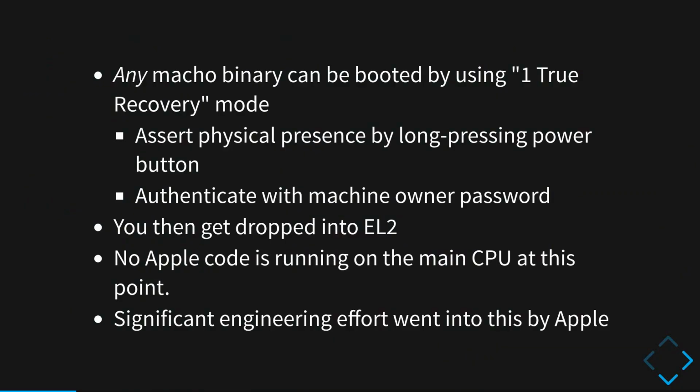It's going to be a bit scary because it's going to say this is going to drop security, and so on. But then you can just run your own completely unsigned code, and this is intentional. And with that code, you get dropped into EL2, so that's exception level 2 for those of you who are not familiar with ARM architecture.